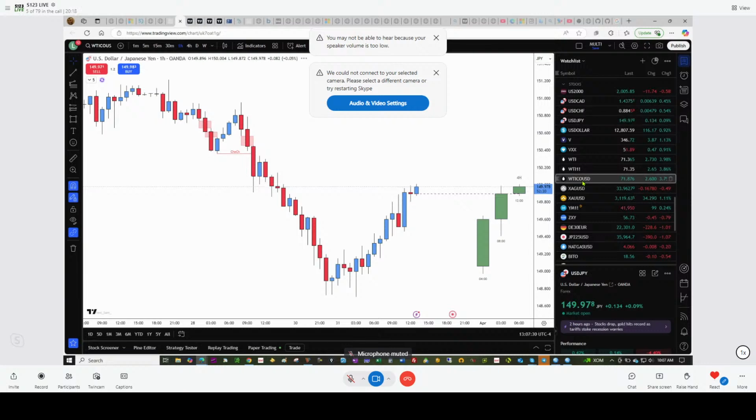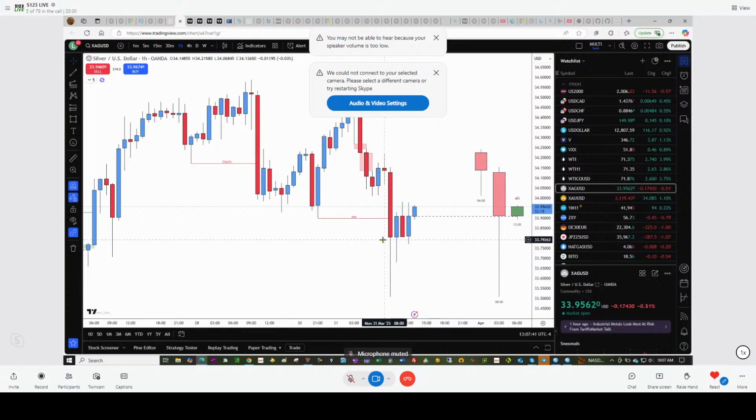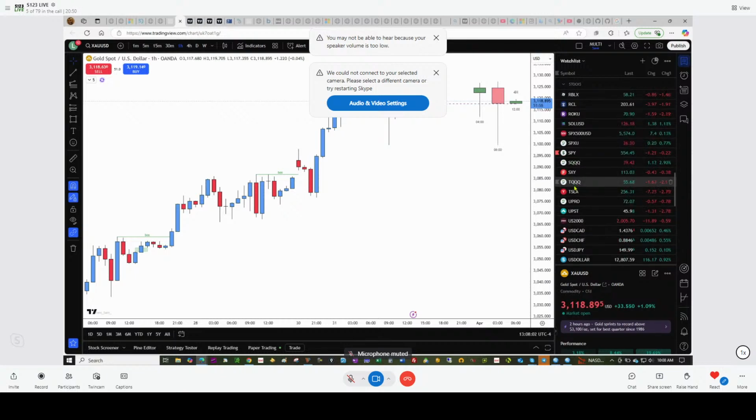Taking a look at oil. Oil is very strong. Incredibly strong. Wow. That's quite the move on oil. Silver, also some strength in silver, and there should be a little bit of strength in gold, but it's quite neutral, gold right now. So interesting setups here with all these currencies and commodities. Okay, so how is Tesla this morning? Let's take a look at Tesla.